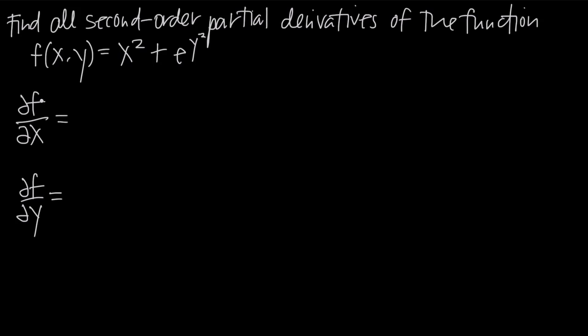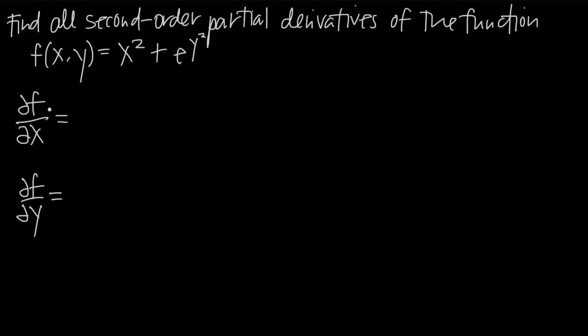Remember, if we're taking the partial derivative with respect to x, then we treat x as the variable, and all other variables we treat as constants. So in this case, y we would treat as a constant. So like this e to the y squared term, if we imagine y as a constant, let's pretend, for example, the constant is 3, then we'd have 3 squared here, which would be 9. We'd have e to the 9, and e to the 9 would also be a constant.